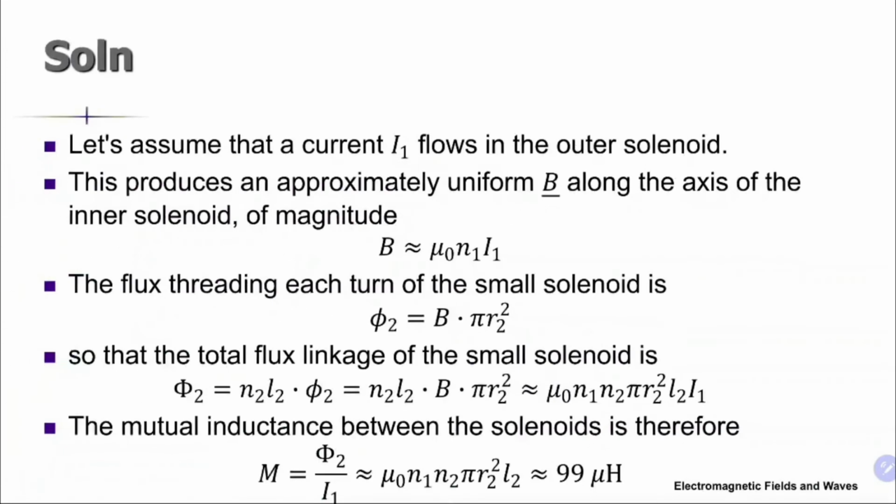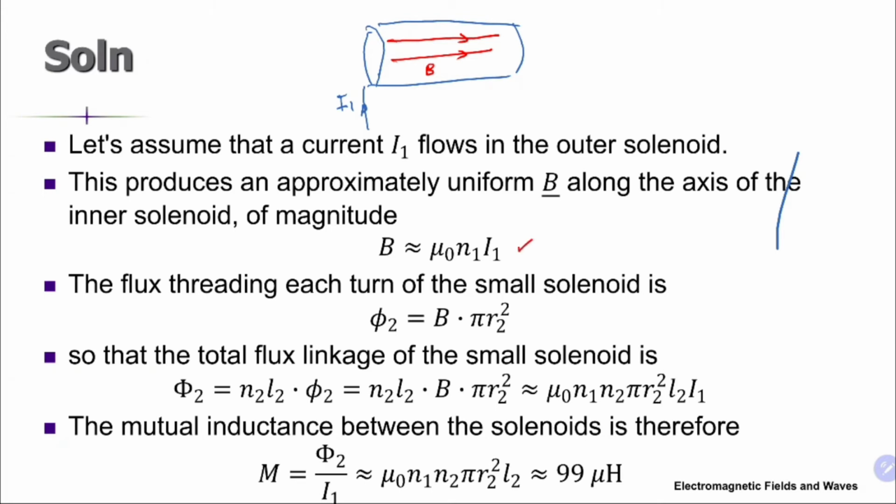Backtrack to this discussion. So we have the large solenoid with current I1 flowing, and that generates a magnetic field B inside here, which is given by this equation, mu naught N1 times the current I. And then that field creates a flux phi 1 in the smaller solenoid, and that flux is over a single turn of the solenoid. Okay, and then we can calculate the flux linkage.